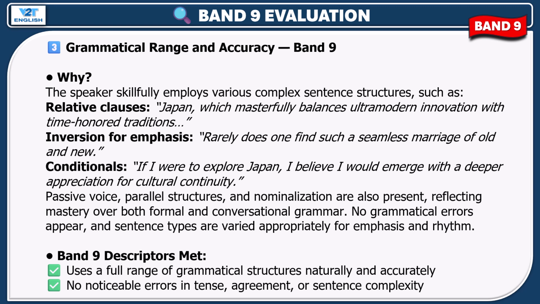Conditionals: "If I were to explore Japan, I believe I would emerge with a deeper appreciation for cultural continuity." Passive voice, parallel structures, and nominalization are also present, reflecting mastery over both formal and conversational grammar. No grammatical errors appear, and sentence types are varied appropriately for emphasis and rhythm. Band 9 descriptors met. Uses a full range of grammatical structures naturally and accurately. No noticeable errors in tense, agreement, or sentence complexity.